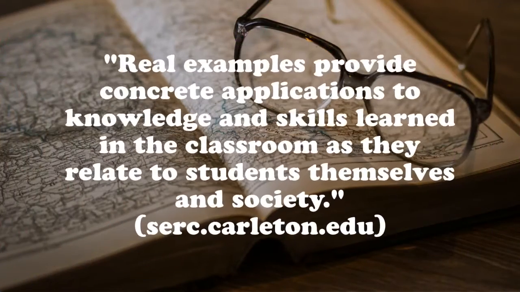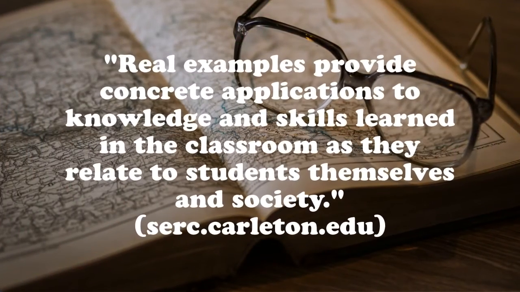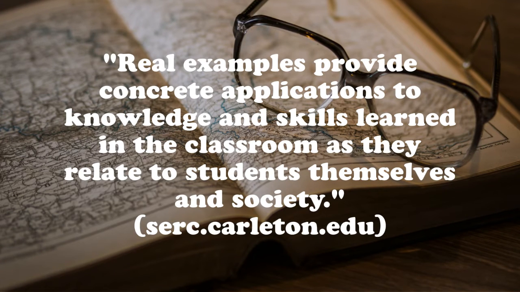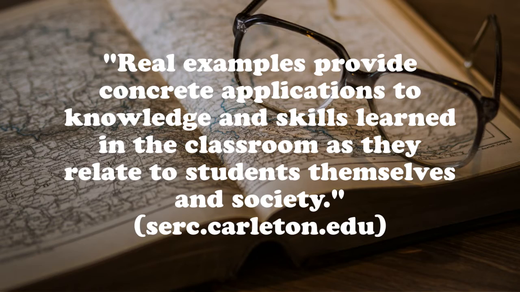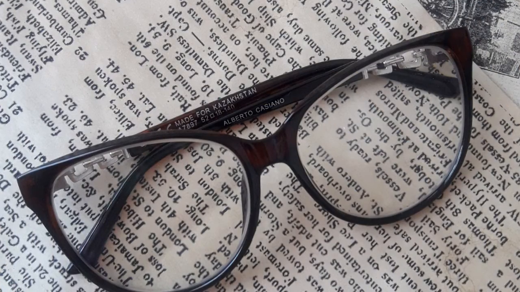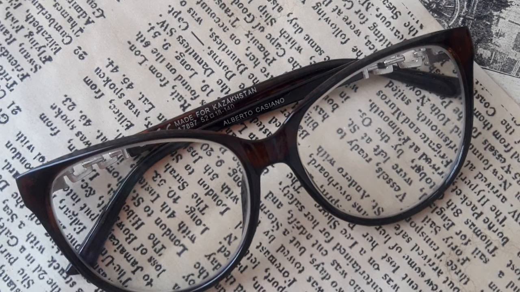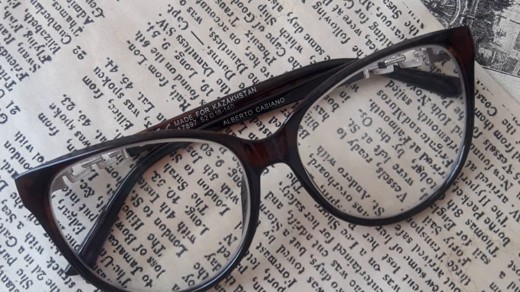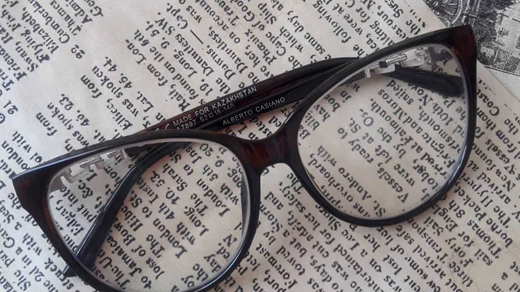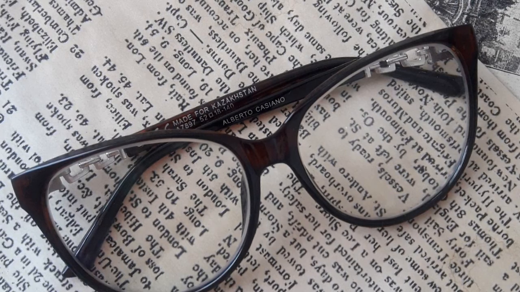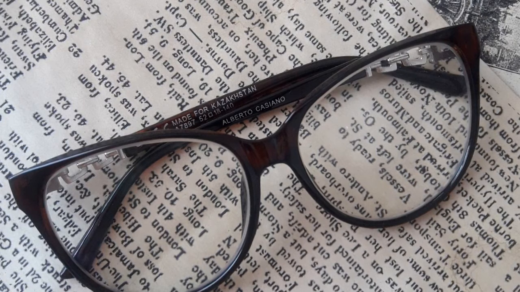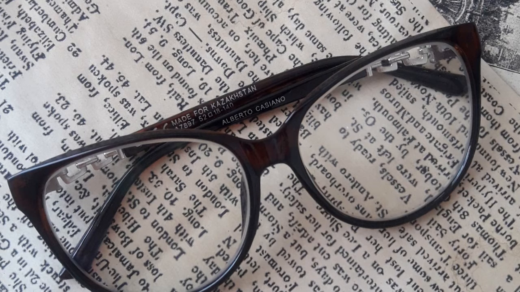According to circ.carleton.edu, real examples provide concrete applications to knowledge and skills learned in the classroom as they relate to students themselves and society. Incorporating news stories, assigning a research paper or project that deals with current events or social injustice issues, or even providing stories that are by authors who land in a minority group can broaden a student's knowledge scope and help those students who are in a minority group themselves feel more included and seen in the classroom.